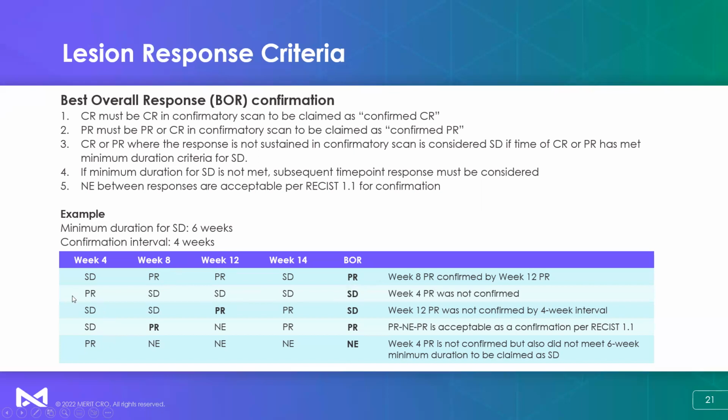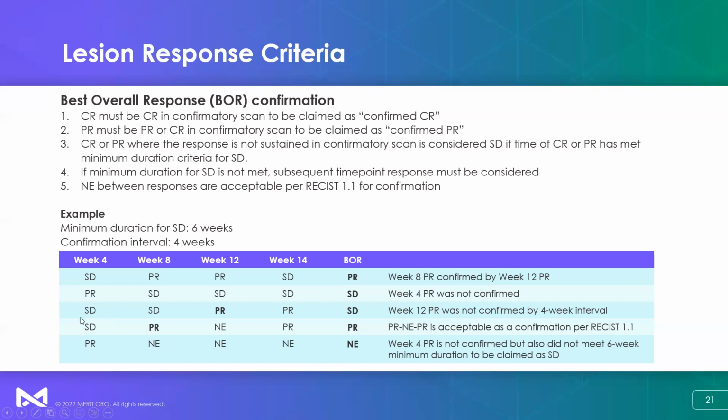For the second subject, I have a week 4 partial response, followed by stable disease, and stable disease. So first thing is I look for the best response, which should be a partial response. And I look for whether the partial response has been confirmed or not. As I can see, at week 8 the partial response has not been sustained, which would be a not confirmed PR. So in this case, we would downgrade this PR to SD. So our best overall response would be a stable disease in subject number 2.